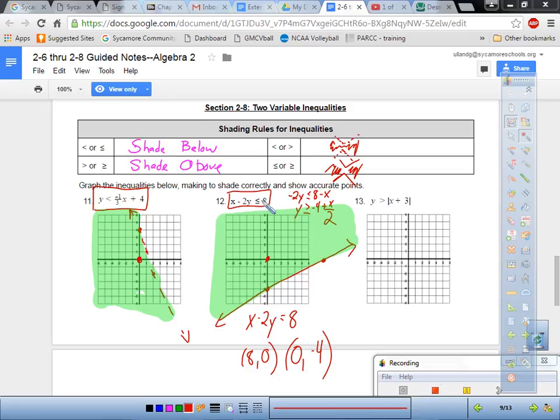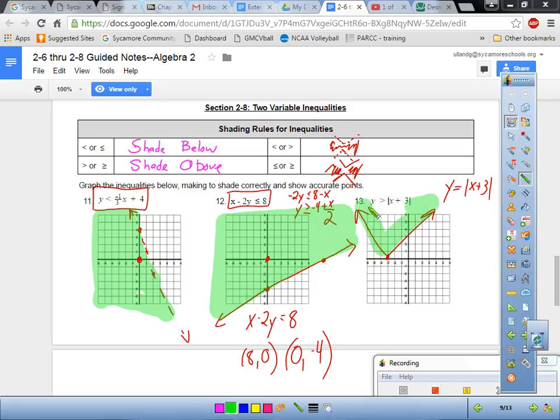Okay, so again, consider this y equals the absolute value of x plus 3. This is going to be a left shift. I would hope that if you were confused, you would just put this in your calculator. Okay, now y is greater than the absolute value of x plus 3. So that tends to mean above, so I think the answer is going to look like that. Okay, however, I should test.